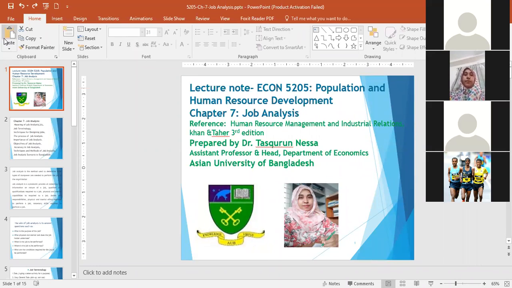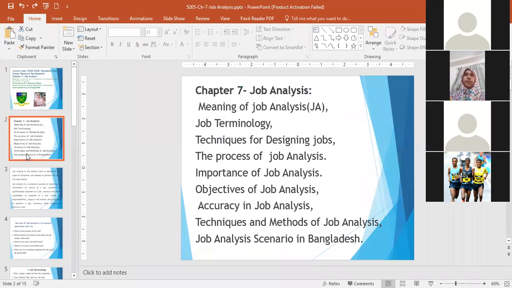In this chapter, I am going to discuss the meaning of job analysis, job terminology, techniques for designing jobs, the process of job analysis, importance of job analysis, objectives of job analysis, accuracy in job analysis, techniques and methods of job analysis, and finally we will discuss the job analysis scenario in Bangladesh.